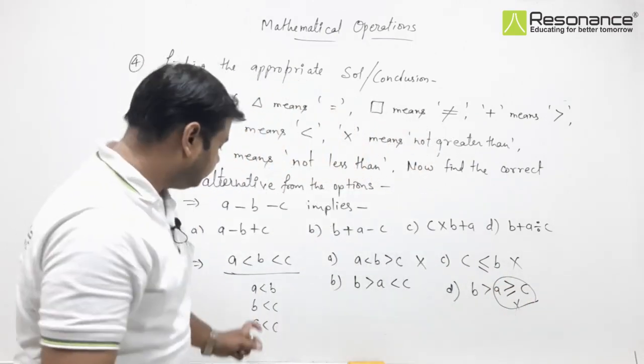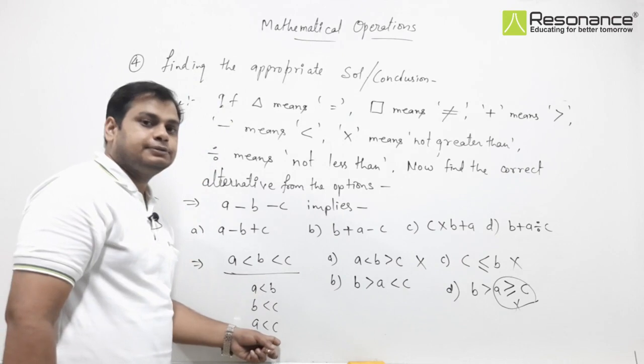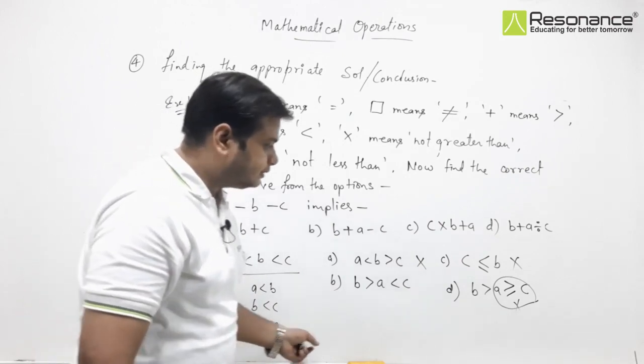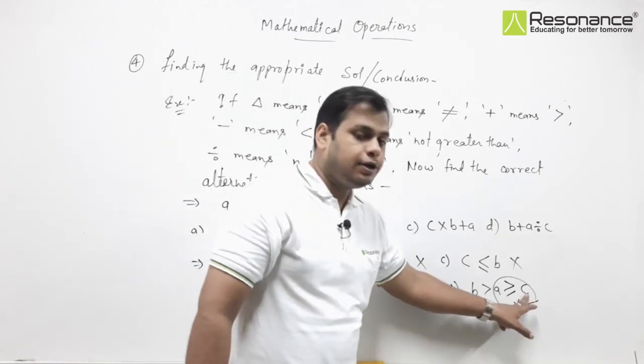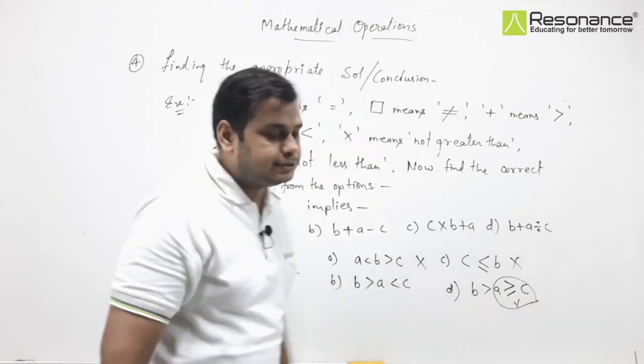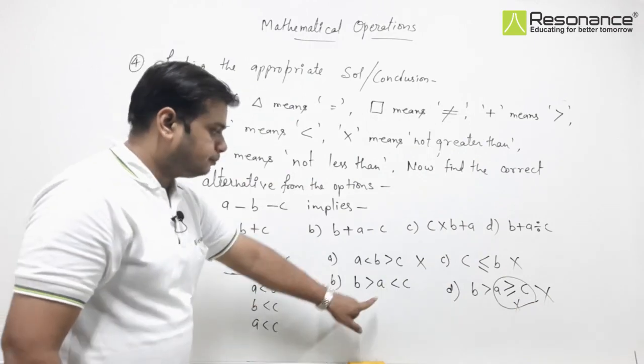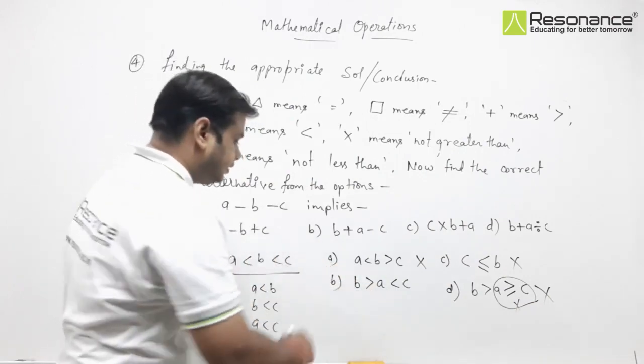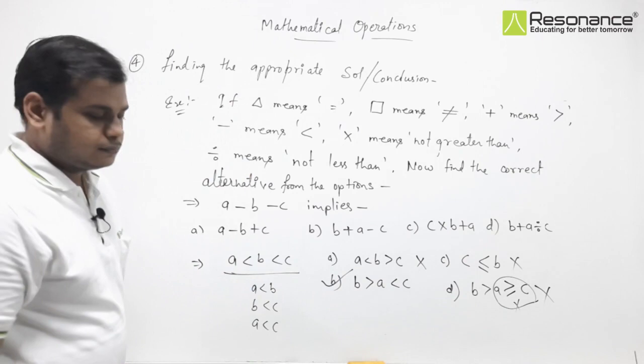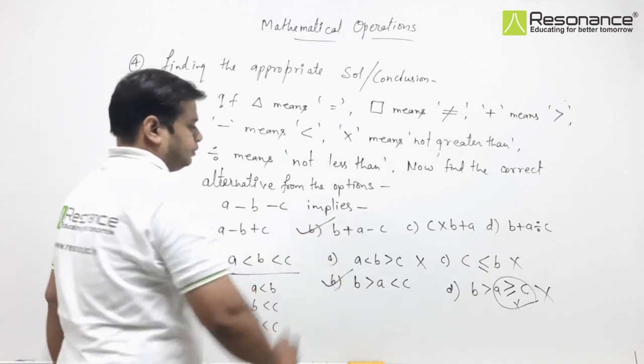Why? Because A is always less than C. If A is always less than C, then A will not be equal to or greater than C. So option D is also wrong. If all three options are wrong, then the possible correct answer is option B. That's why our answer is option B.